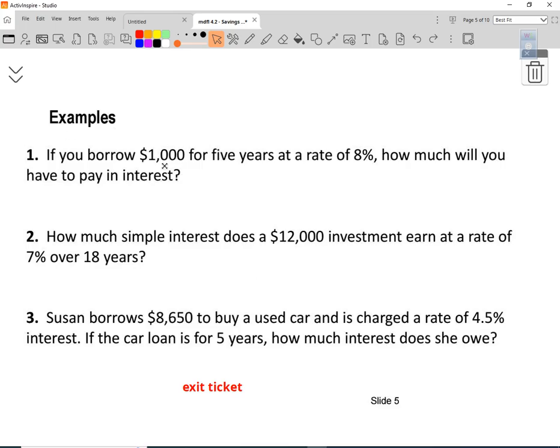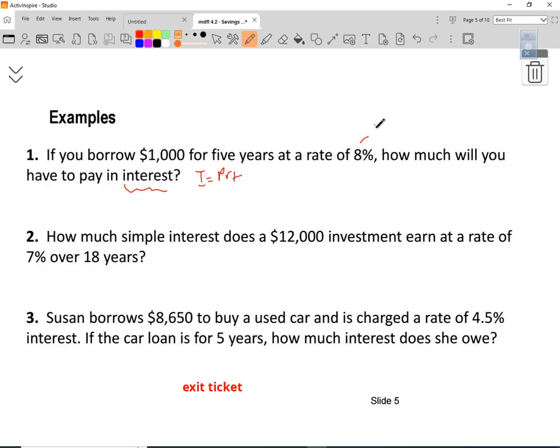So if you borrow $1,000 for 5 years at a rate of 8% interest, how much will you have to pay in interest? So we're going to use this interest formula to find the amount of interest, but also to find maybe the total amount that we would be paying back. But this first question only asks for the interest. So we're going to use our I equals P, principal times rate times time.